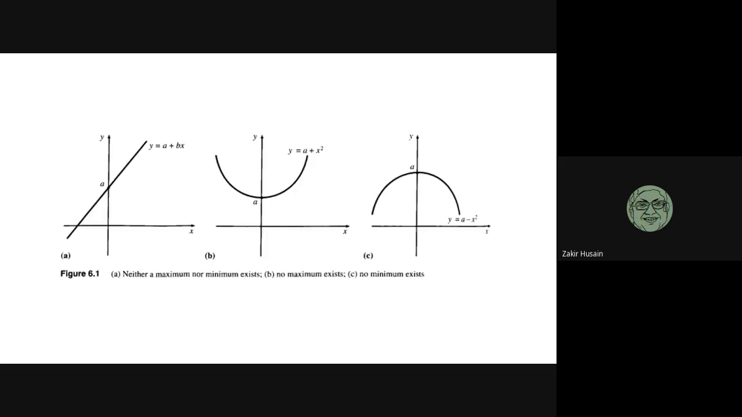Now over here you can see that in the first case, we don't have a maximum or minimum, that is, in a global sense. In a local sense, of course, we can identify both maximum or minimum. In the second case, we have a minimum but not a maximum. And in the third case, we have only the maximum, not a minimum.